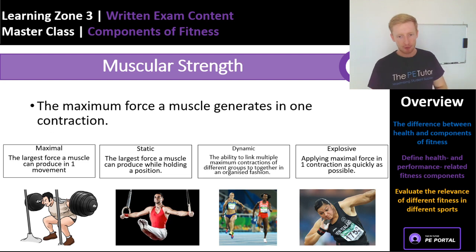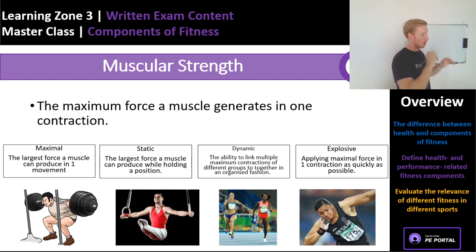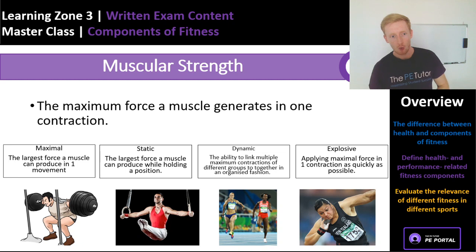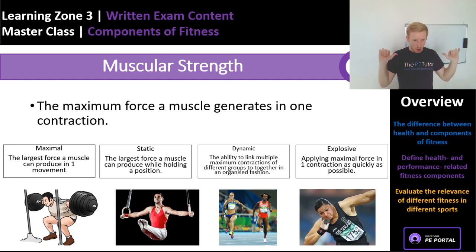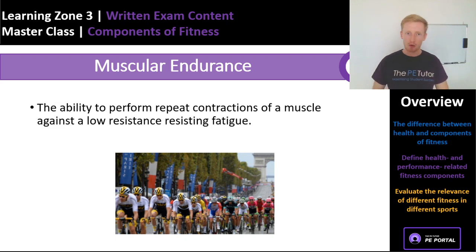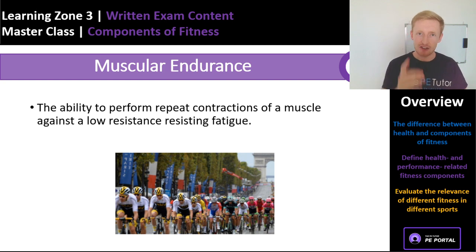So for the shot put, for example, that's quite a light object. As we transfer all of our force output into the shot put, we're able to throw it quite far. If we compare that to the picture on the left-hand side with maximal strength, we're not throwing this loaded bar, but we're able to slowly complete 1 full contraction. Muscular endurance, like we've already said, is the ability to perform repeat contractions of a muscle against a lower resistance, so we can fight fatigue.